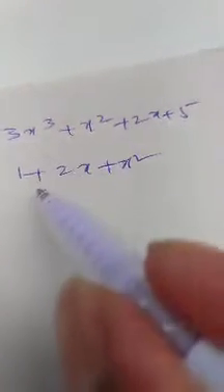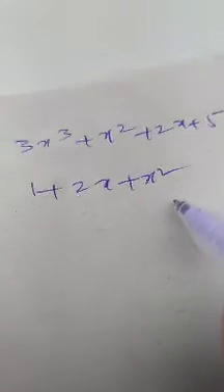Example 2. It is 3x cube plus x square plus 2x plus 5, and another polynomial 1 plus 2x plus x square. Okay, now see, here we have two polynomials. One is a cubic polynomial, another one is a quadratic polynomial. So which polynomial has the greatest degree? The first polynomial. So this is the dividend polynomial, and this is the divisor polynomial.